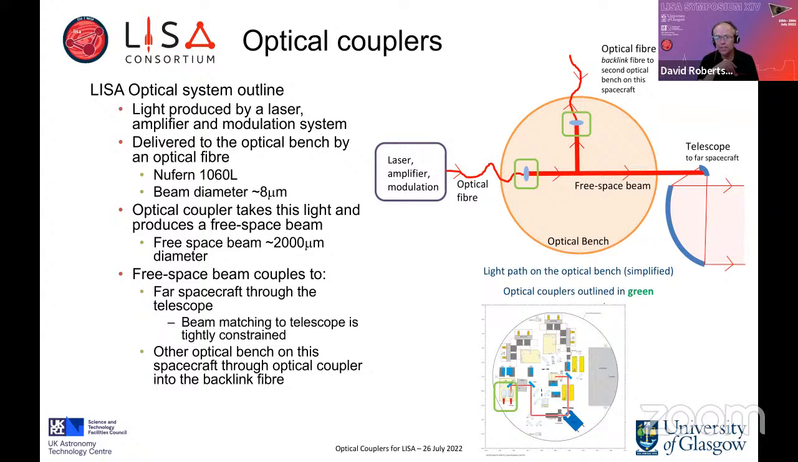And that in turn means that there are tight constraints both on the telescope and on the beam on the optical bench and how well it matches to the telescope. And that's largely what I'll be talking about here. And just as a reminder from Ewan's talk earlier, the optical bench is a little more complicated than I've described it.